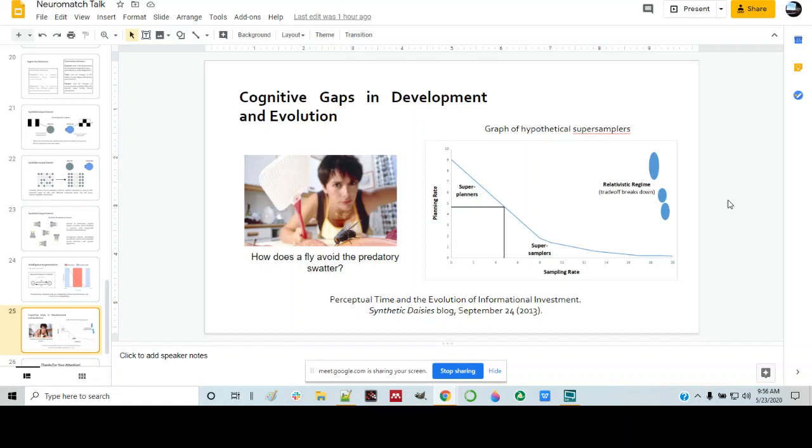So this is a hard graph to explain in a very short period of time, but it basically has to do with how flies avoid the predatory swatter. Flies' visual sampling is much higher than humans' visual sampling, and so they can detect movement a lot quicker than humans can. The idea is that humans are planning more than they're sampling their environment. Flies are sampling more than they're planning, and they exist in this trade-off. And so the flies down here are able to avoid the swatter.